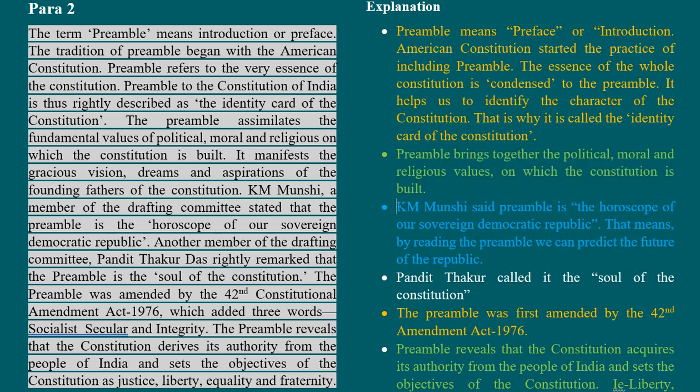Now, the opinions of some people regarding the preamble of the Indian Constitution. K. M. Munshi said, preamble is the horoscope of our sovereign democratic republic. What is horoscope? Horoscope is, in Malayalam we say Jadagam. Why did K. M. Munshi refer to the preamble as the horoscope of our sovereign democratic republic? The meaning is that by reading the preamble we can predict the future of the republic. Another person who has given his opinion was Pandit Thakur. Pandit Thakur called it the soul of the constitution.